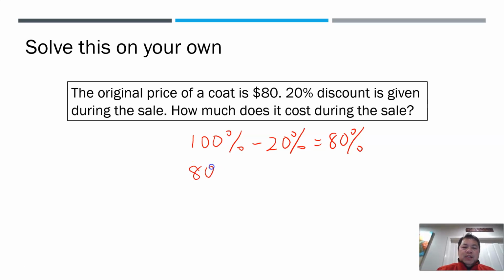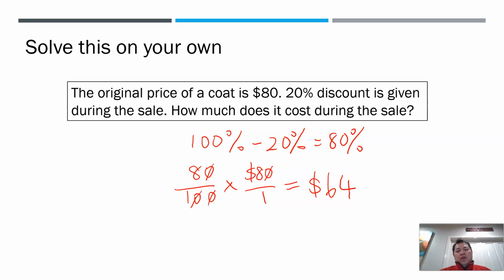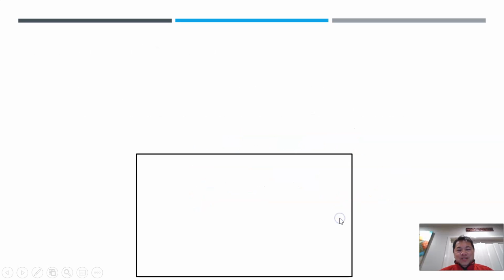So 80% of the original price, $80. So how much do I need to pay? So again, I cancel. Divide by 10. Divide by 10 again. 8 times 8 is $64. So you're paying $64 during the sale. Do you get it? Okay, well done. Let's move on to the next one.